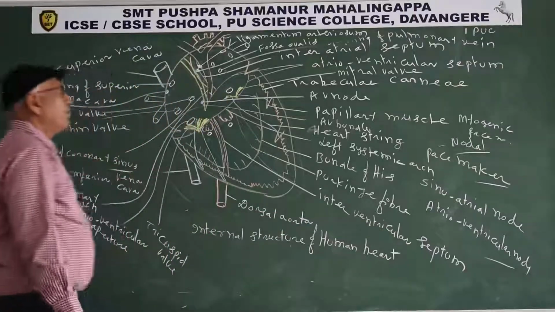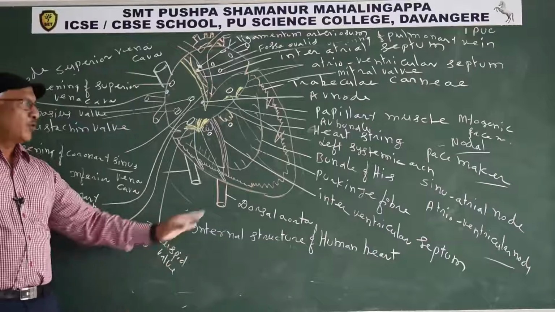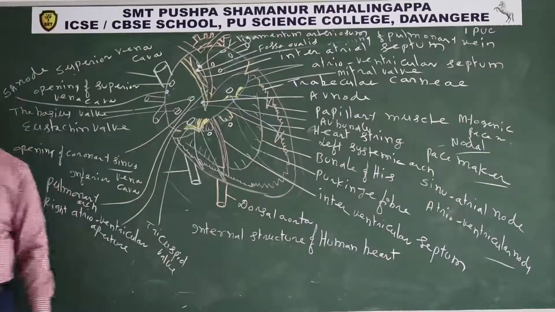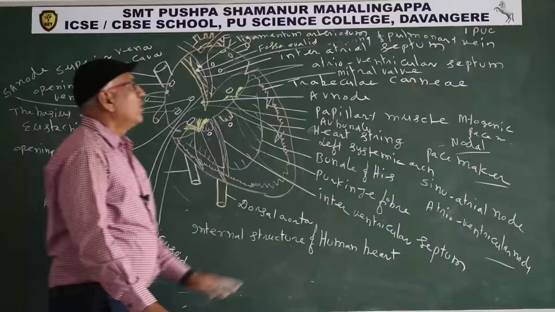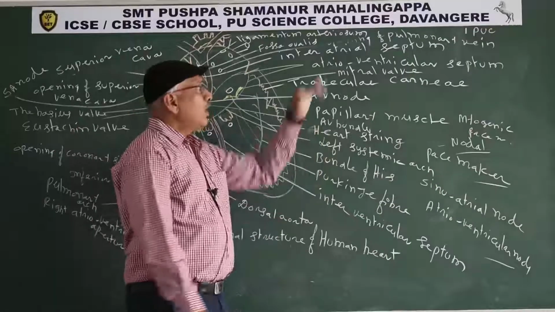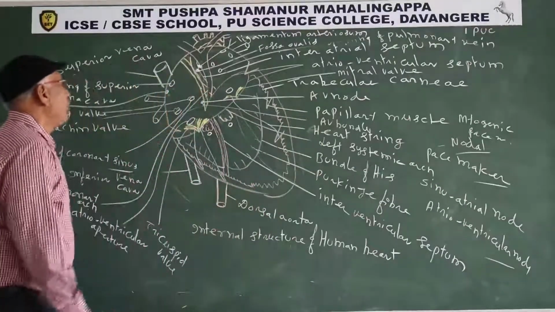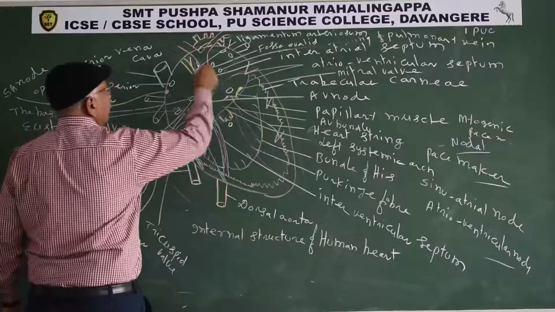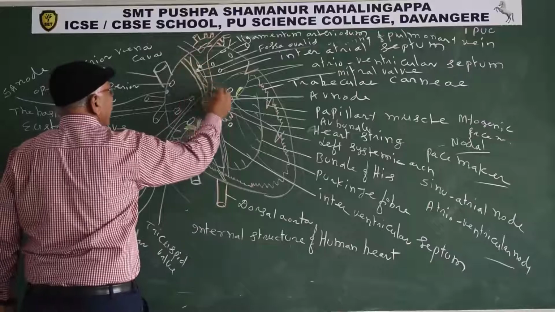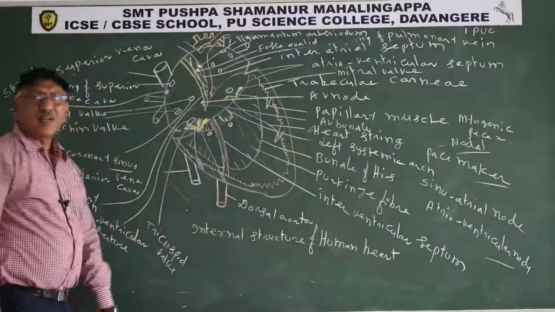Internal structure of the heart of a human being. With the help of the diagram, you can easily understand the concept. Once again, I revise the internal structure. The right atrium and left atrium are separated internally by a membrane. This membrane is known as the interatrial septum.